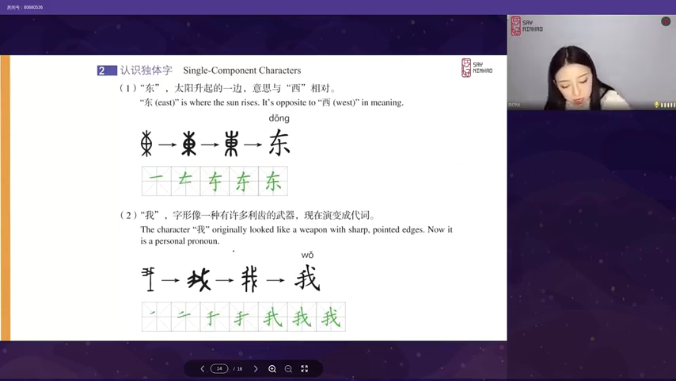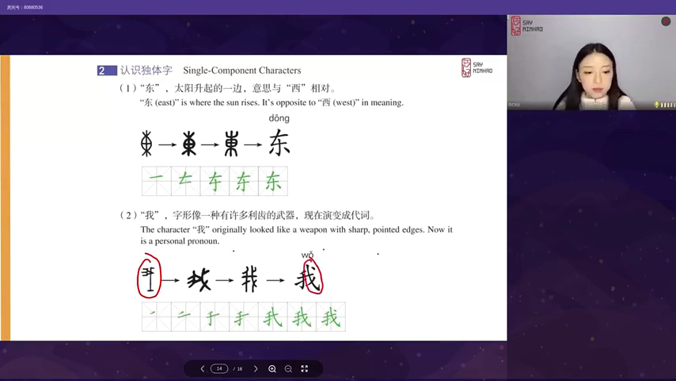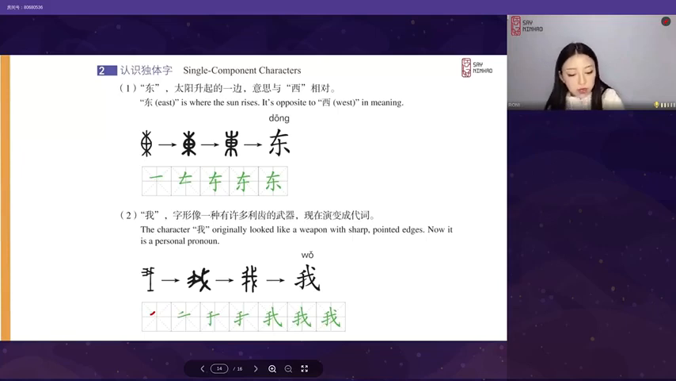Actually, originally, it looked like a weapon. And this part of Wo actually is the weapon, okay? And try to write it with me. Let's see the order of this stroke. First one is a left falling, which is really like a horizontal. And then a horizontal, two horizontal, and then a vertical hook, and then a 提 rising, and then a slanting hook, and then a left falling, and then a dot.